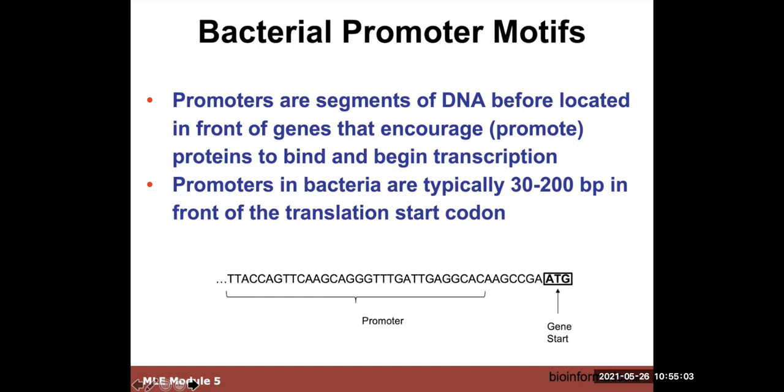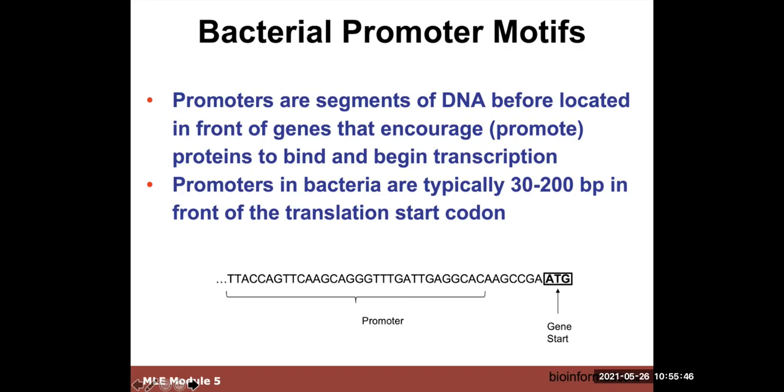Just for people who don't know, or as a reminder for people who've forgotten, promoters are sections of DNA located typically on the 5' end, or in the front of genes, that promote the binding of other proteins to enhance transcription. Typically, you'll find promoters anywhere from 30 to 200 base pairs in front of the translation start codon. So they're not immediately in front, they're a little further down. They're typically associated with operons. So you don't find promoters for every single gene, you'll find promoters maybe for gene clusters.